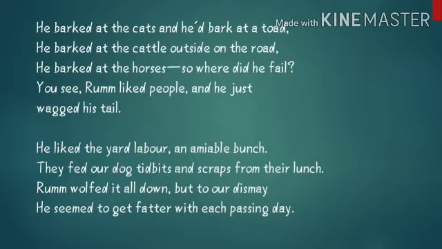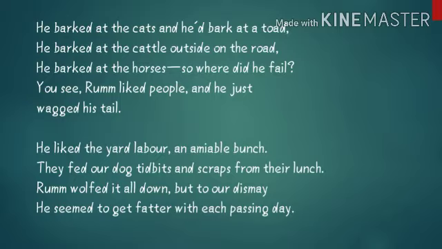Okay, what we see here in these two stanzas is, Rum was given a duty to guard the house. So what happened? This Rum was very friendly with all the human beings who are there, but it used to bark at animals. It used to bark at frogs, it used to bark at cows and cattle which are outside, and it would bark at horses.